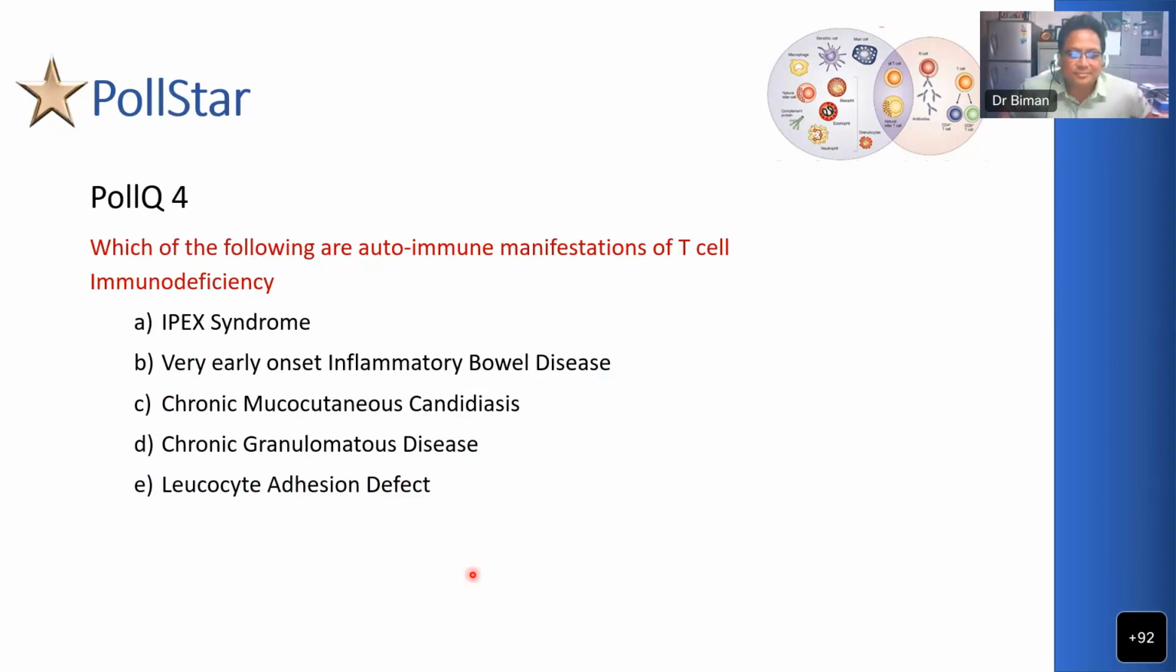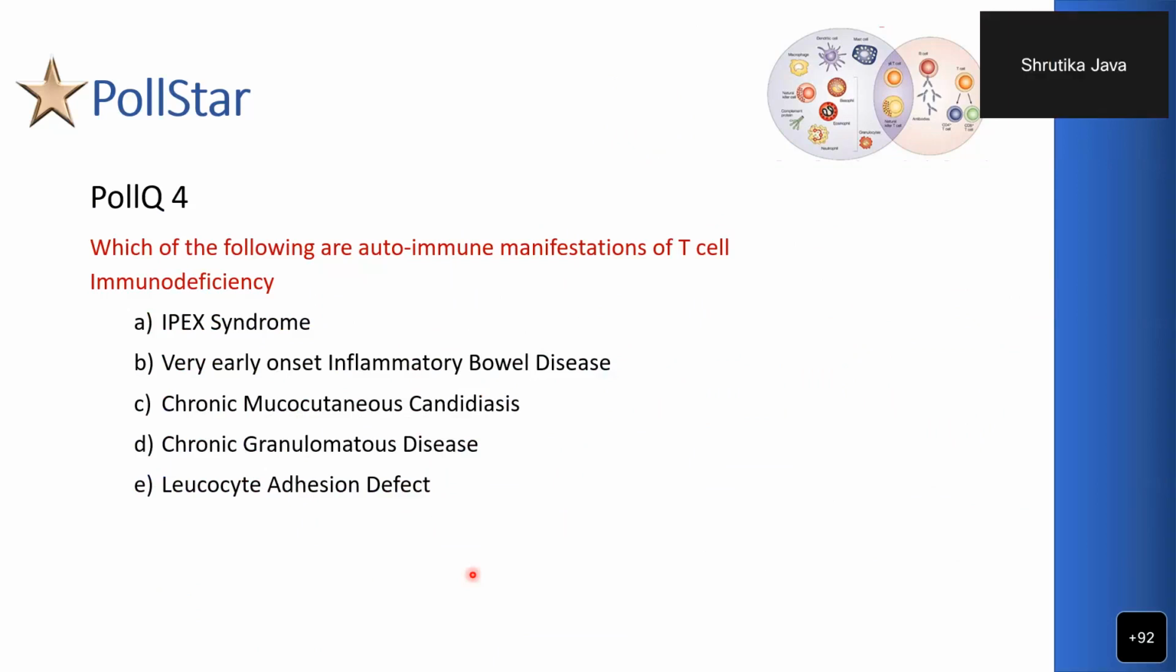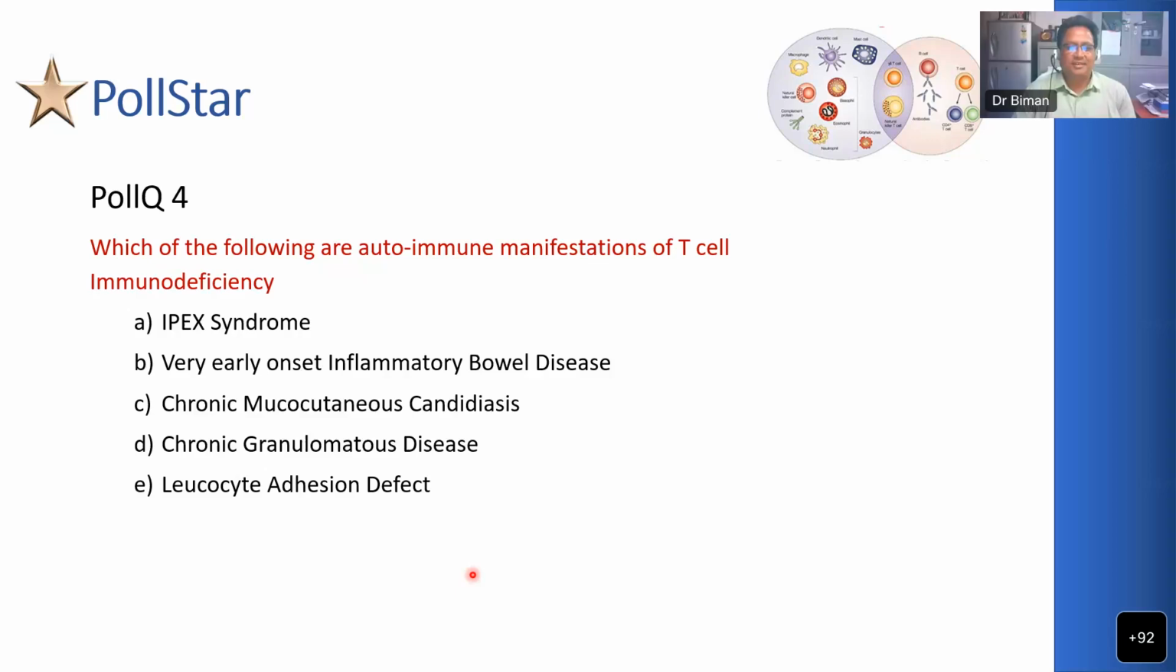ABC. AB is okay, but not C. C is not an autoimmunity, because I'm talking about autoimmune manifestations. The APECED syndrome and very early onset inflammatory bowel disease are defects in the FOXP3 in the T regulatory cells. So that leads to the autoimmune kind of manifestation. So A and B are correct. C, D, and E are infectious complications rather than autoimmune. So A and B. Okay.